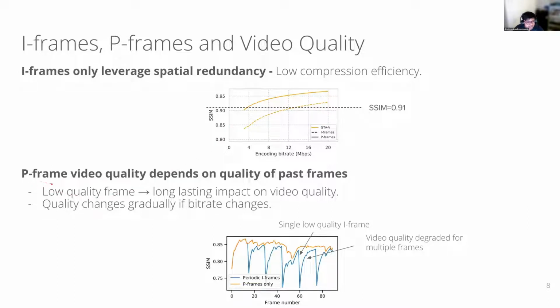The second issue is that the video quality of a P-frame stream also depends on the video quality of past frames. This means that if you have a single low quality frame, it affects the video quality of a number of subsequent frames in the future. For example, over here, the orange line depicts a video encoded as a P-frame stream, which is a steady state P-frame video quality. And the blue line is again P-frames, but with periodic I-frames inserted, which are at lower quality. As you can see, when the I-frame is inserted, the video quality drops instantaneously, and it takes a long time to recover back to the steady state.